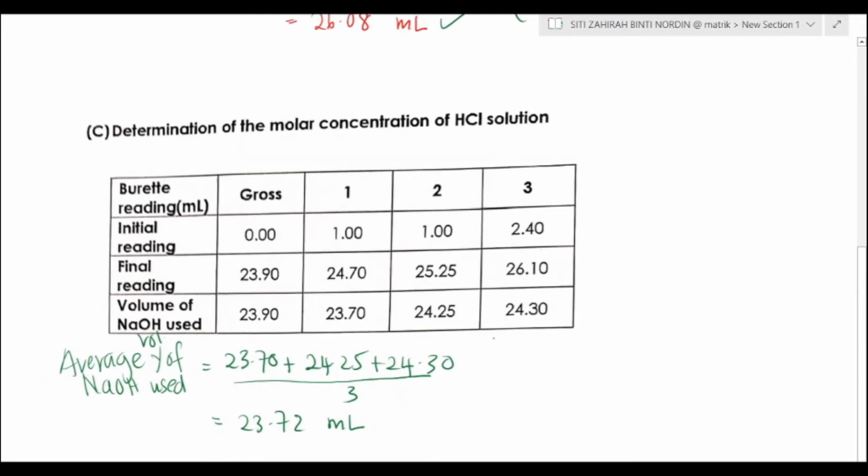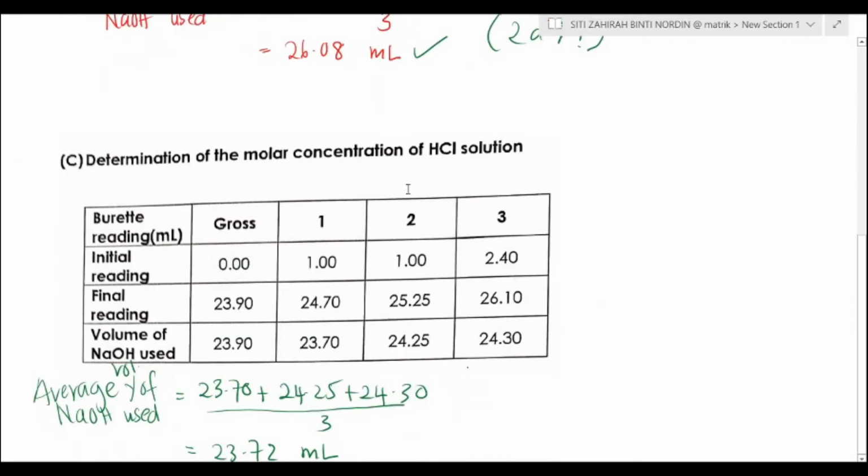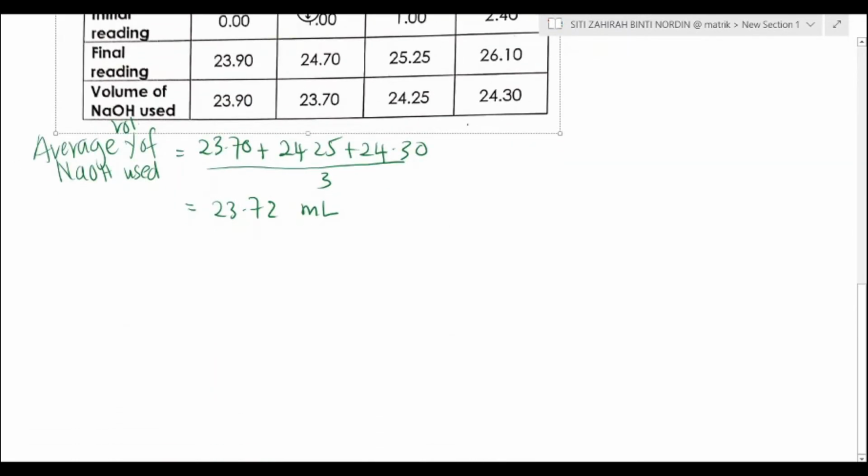So let's say in your practical test, you haven't been able to get the third titration. Your average volume would be the average of your first and second titration. So that's how we want to calculate the average volume of NaOH used.